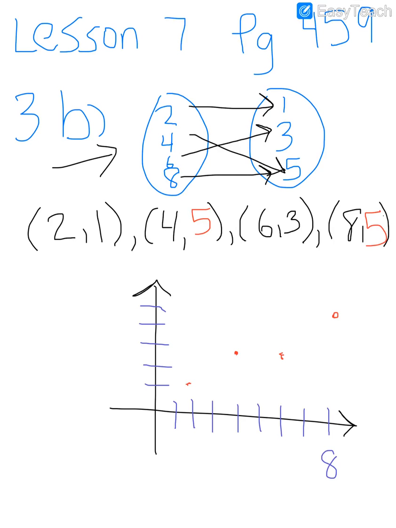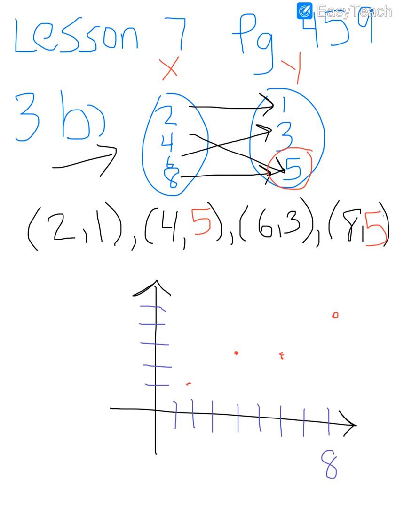So we know that this contains all our x values, and this contains all of our y values. And the question really had to do with 2 arrows going to the number 5 here. So would that be a function if 2 arrows are going to the number 5?